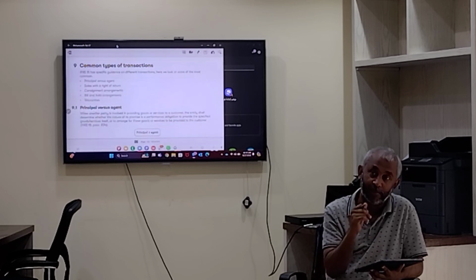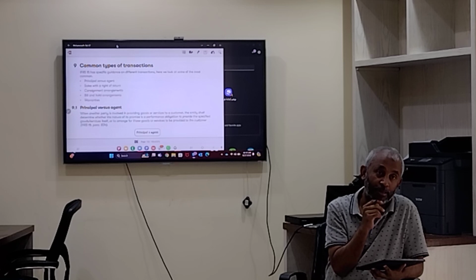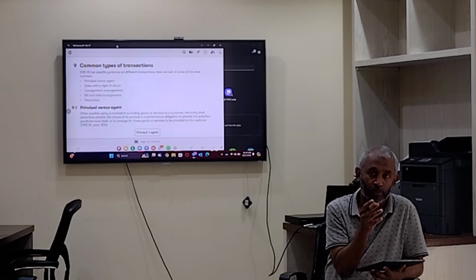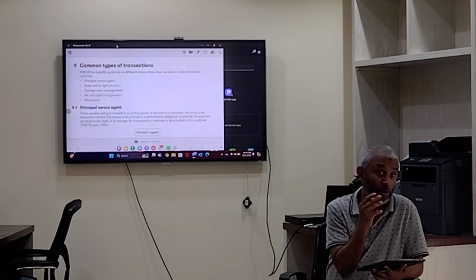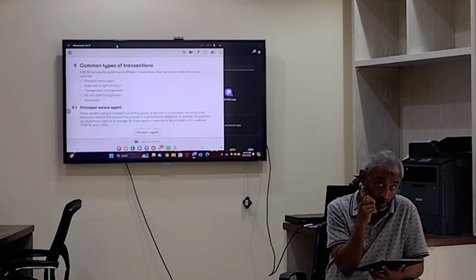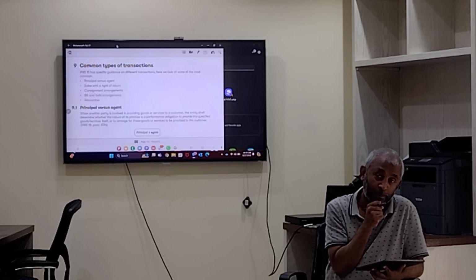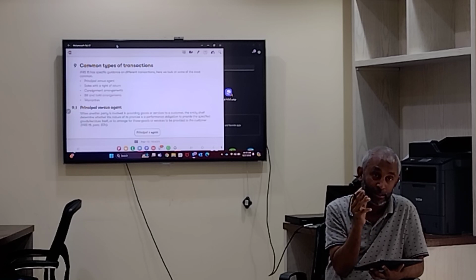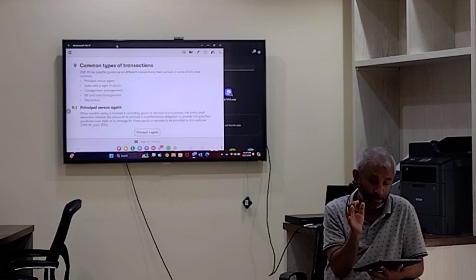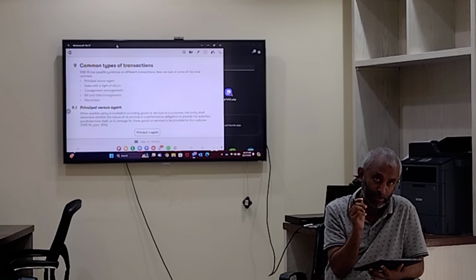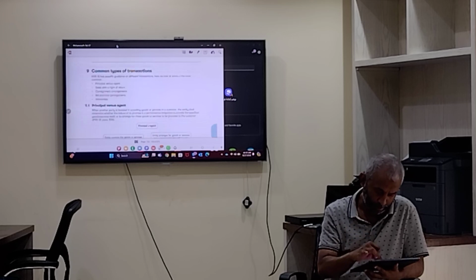Sales with right of return. Now sometimes it's a lease arrangement. Sale or lease, sale or return, finance lease we talked about. Consignment arrangements: you have consignments coming from different countries, and then you undertake that and you distribute. Bill and hold arrangements and warranties. So these are different possibilities.